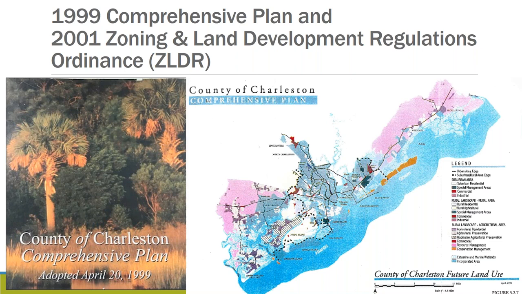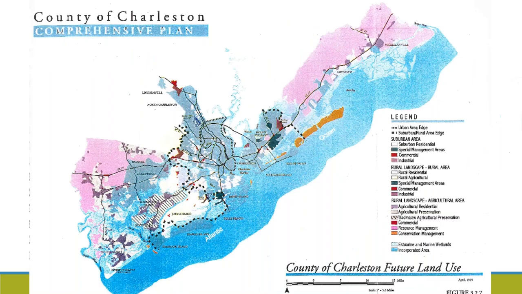And so it took about another year and a half for the county to adopt the new Zoning and Land Development Regulations Ordinance, otherwise known as the ZLDR, that contained the regulations to implement the new policies of the comprehensive plan. And the ZLDR was finally adopted on November 20th of 2001.